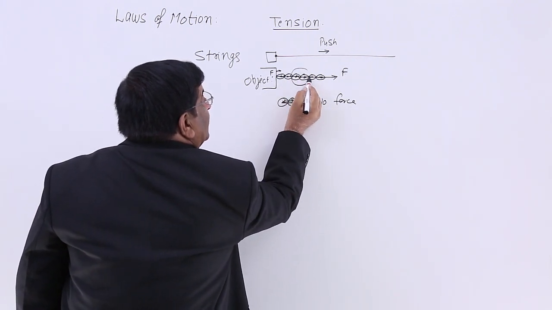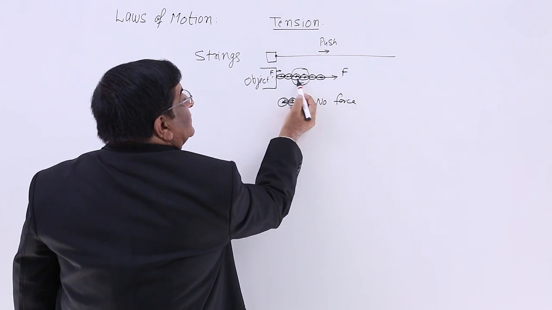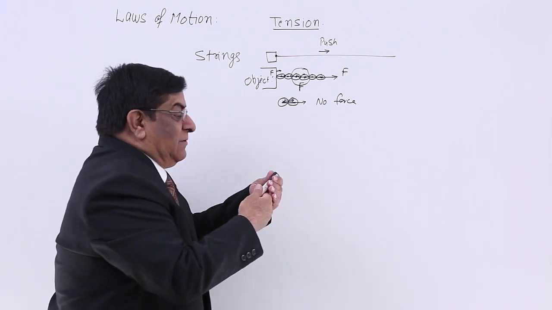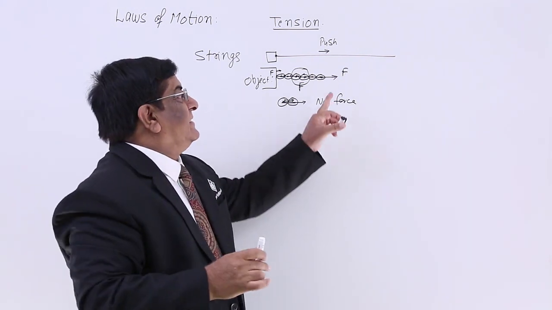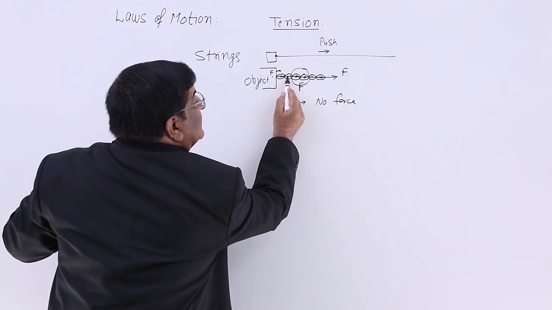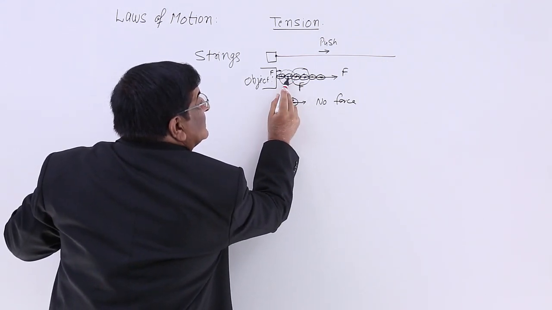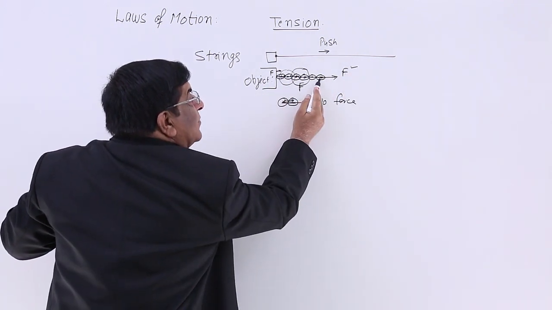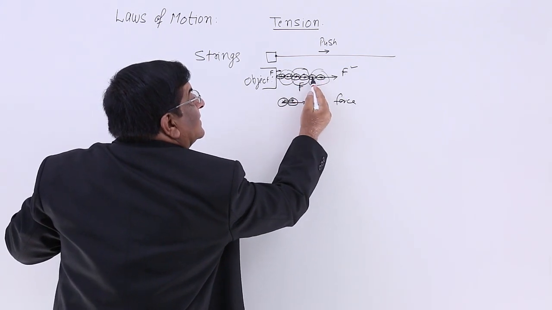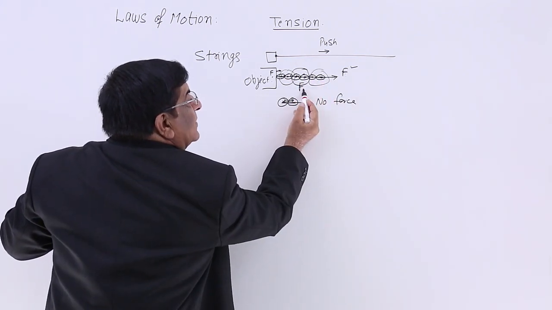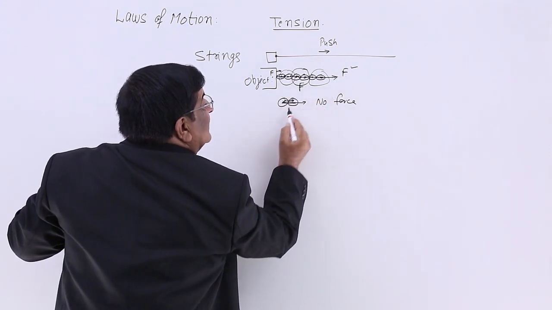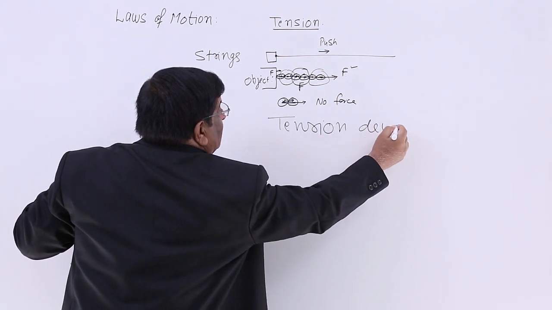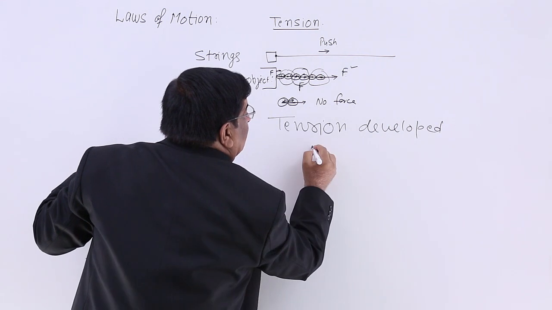Whenever I observe the force here, what do I see? This molecule is applying force on this. There is a force between these two molecules. How much is this? If I observe these two, this molecule is applying force on this molecule. How much? This force F. So every molecule applying force on the other is equal to this force. Therefore, this force I call tension developed in the string.